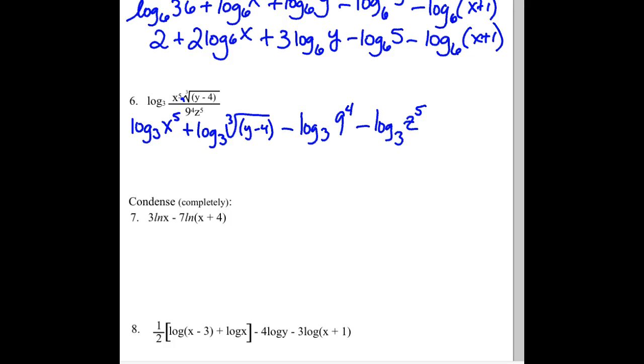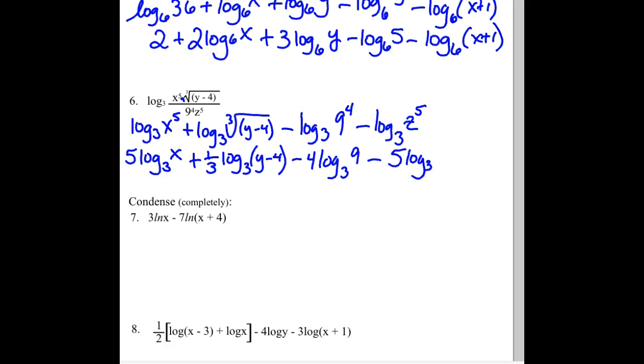Simplifying, our 5 is going to move to the front as a power here. So 5 log base 3 of x. The cube root is really a 1/3 power, so when we expand that, we're going to have 1/3 log base 3 of the quantity y minus 4. The third piece here, we have a 4 that can be moved to the front, so minus 4 log base 3 of 9, and minus 5 log base 3 of z.